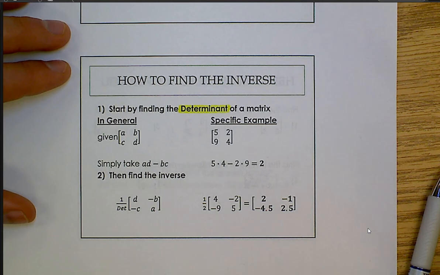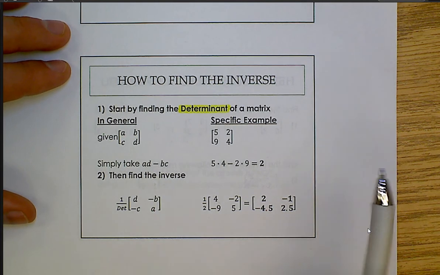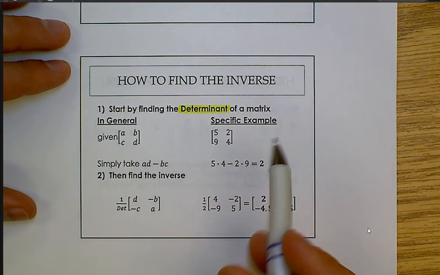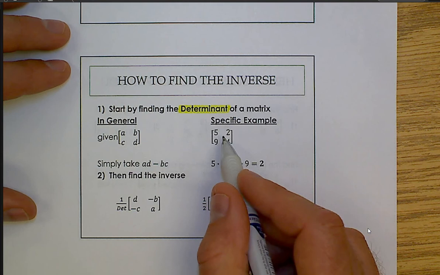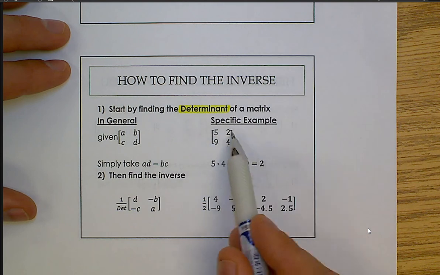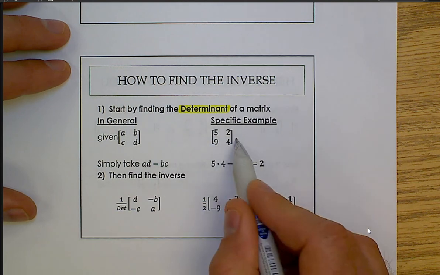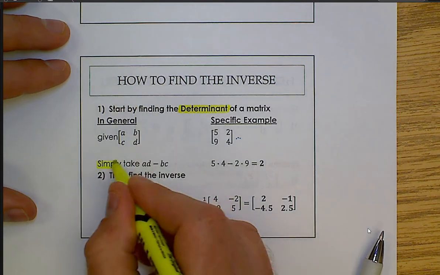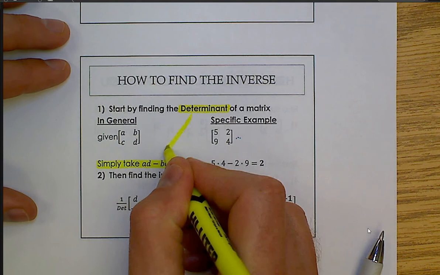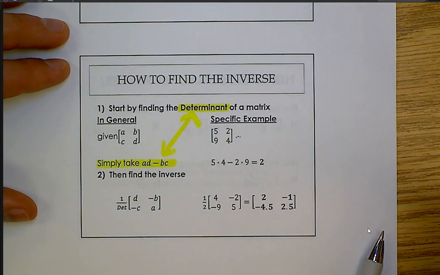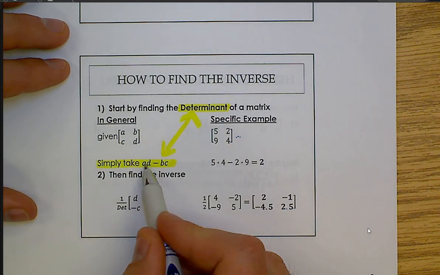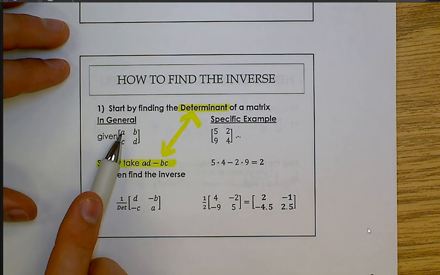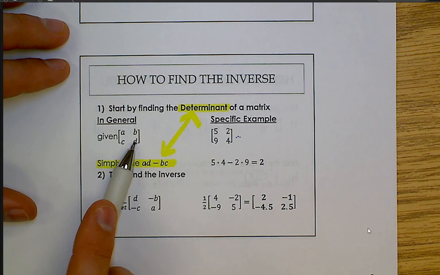So here's how this works. If you want to find the determinant given a matrix A, B, C, D, this is a specific example here. So say I had 5, 2, 9, 4. This is my matrix, and I want to find the determinant of this matrix right here. Here is what you do. To find the determinant, I'll kind of draw an arrow to it. You simply take A times D and subtract from it B times C. So in other words, you multiply the diagonals together and you subtract them.